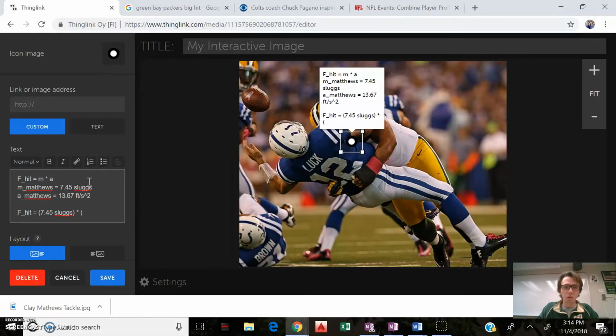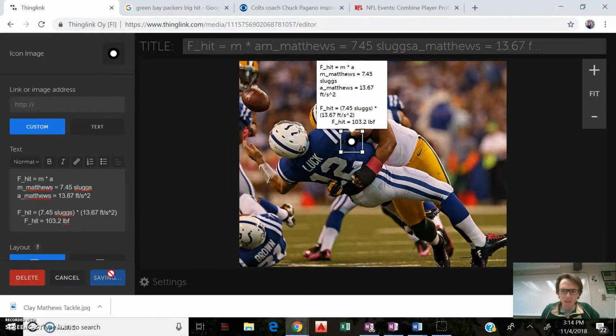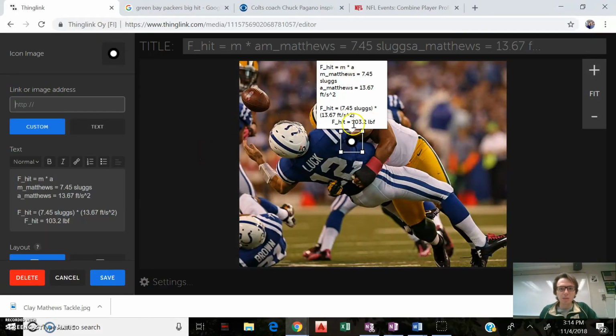So we're going to say 7.45 slugs times 13.67 feet per second squared. And what does that equal? That means that F_hit is equal to 103.2 pounds of force. And so we get to say, bam, yeah, we want to save that. So guess what our point is? So when it comes up, look at that.